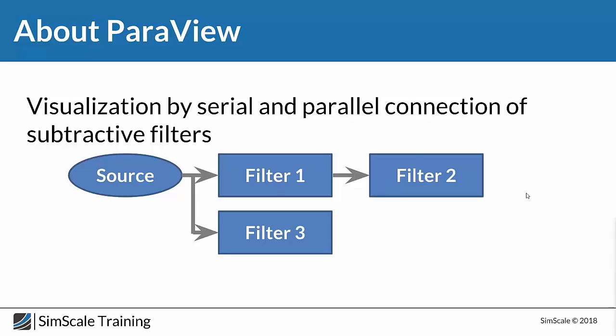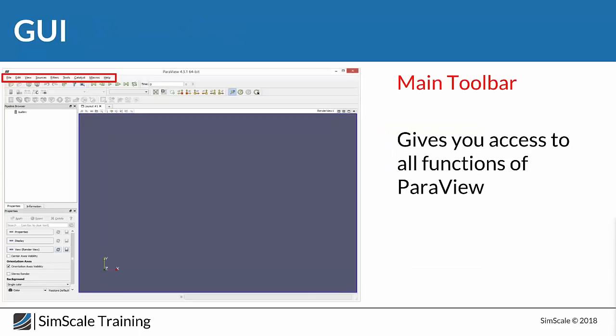So let's start by looking at the GUI. I'll show you the most basic elements so that you know what we're looking at. First of all, we have the main toolbar, which just gives you access to all of the functions in ParaView. Most of the other buttons are simply shortcuts, but you can do everything through the main toolbar.